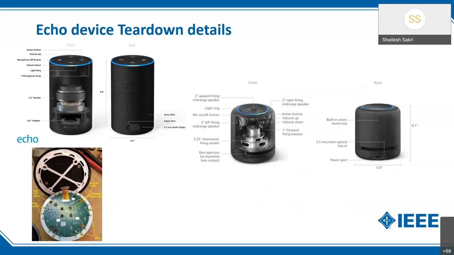So, teardown details on the Echo device. There are different devices. I picked up only a few of them to show what it means. As you can see over here, there are some buttons, which are the action buttons. There's a microphone mute button. There's a volume button over there. On top of that, there's a 7 microphone array, which is circular microphones. So there are some devices which are circular in nature.